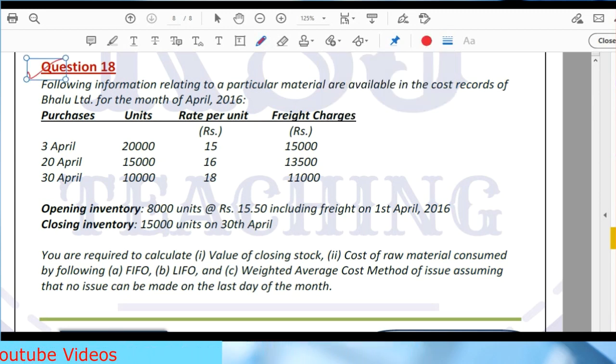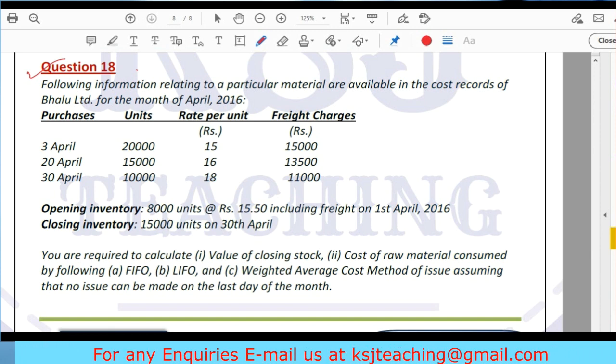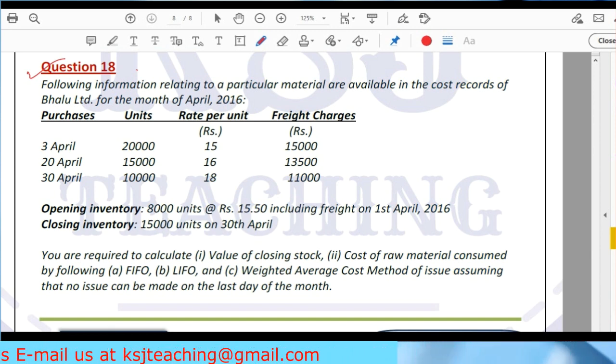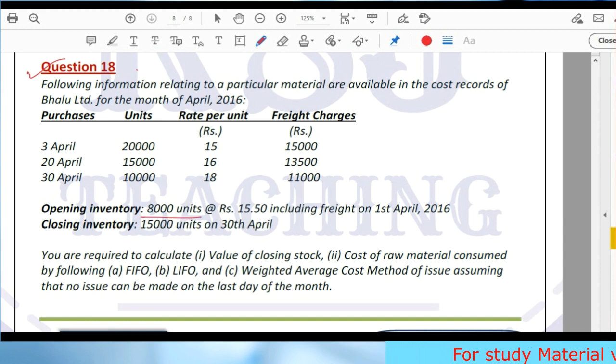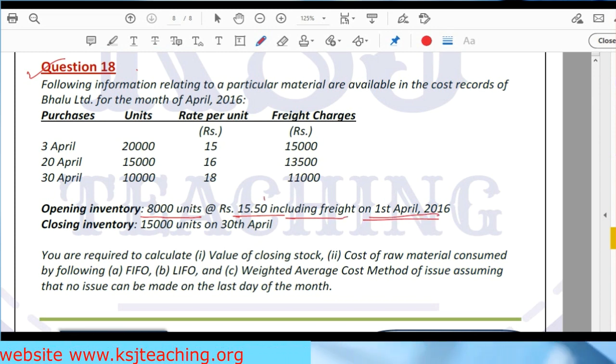Okay. Following information relating to a particular material are available in the cost records of Bhalu Limited for the month of April 2016. Purchases are there, 3 purchases, 3rd April, 20th April and 30th April. Units 20,000, 15,000, 10,000. Rate per unit is 15, 16, 18. Freight charges is given, that is 15,000, 13,500 and 11,000. Opening inventory 8,000 units at the rate 15.50 including freight on 1st of April 2016. That means whatever the freight is, it is included in this price of 15.50. Closing inventory is 15,000 units on 30th of April.